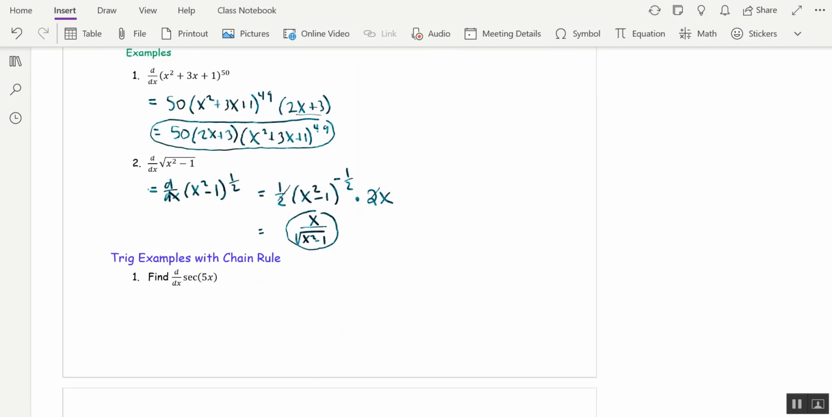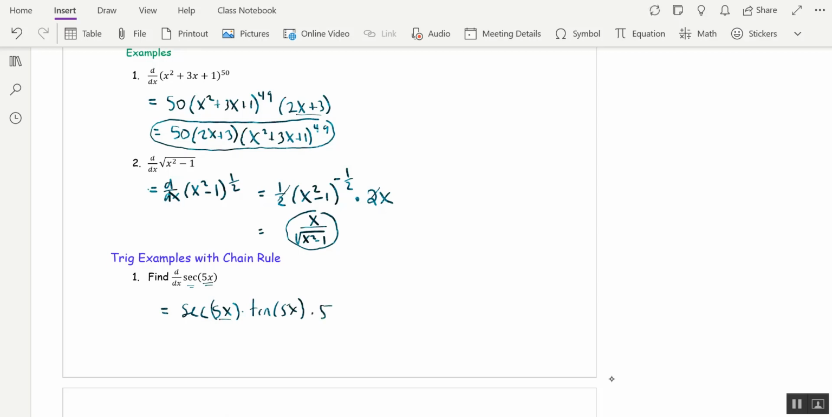Okay, next one. I strongly encourage you to try this one on your own and then come back and see what I do. All right, so the outside is secant. You need to leave the 5x alone. So this is going to be secant, not of x, but of 5x, tangent 5x, then multiply by the derivative of the inside, which is 5.